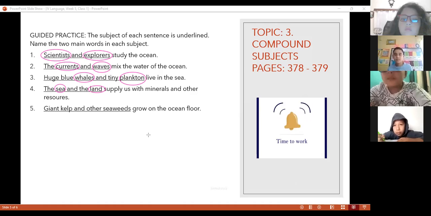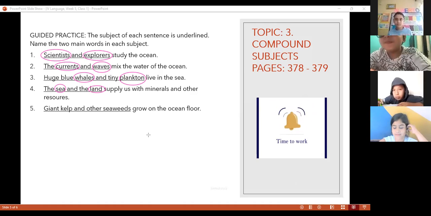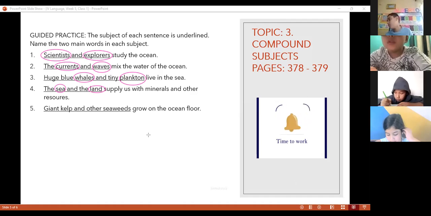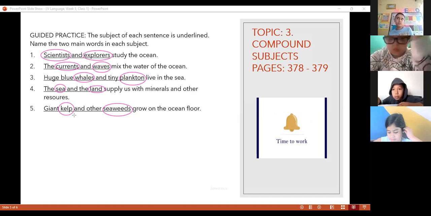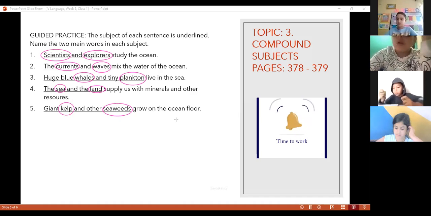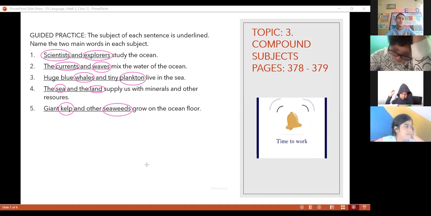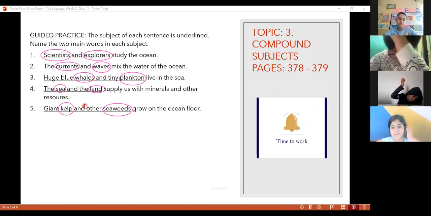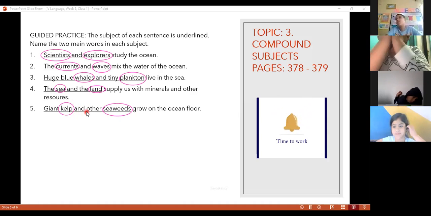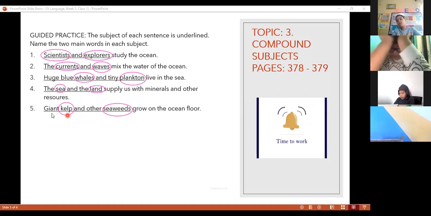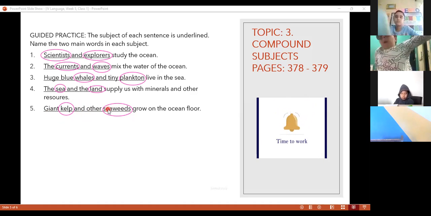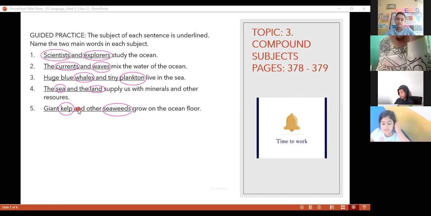Giant kelp and other seaweeds grow on the ocean floor. Mhm. Seaweeds and kelp. Kelp. Excellent. The giant kelp and other seaweeds grow on the ocean floor, so the 2 words that you mentioned, Marcelo, are correct. You see, we have 2 simple subjects that are together because of this word "and" that you see in the subject, and that makes a compound subject. Having 2 simple subjects in one subject, in one sentence, makes a compound subject.